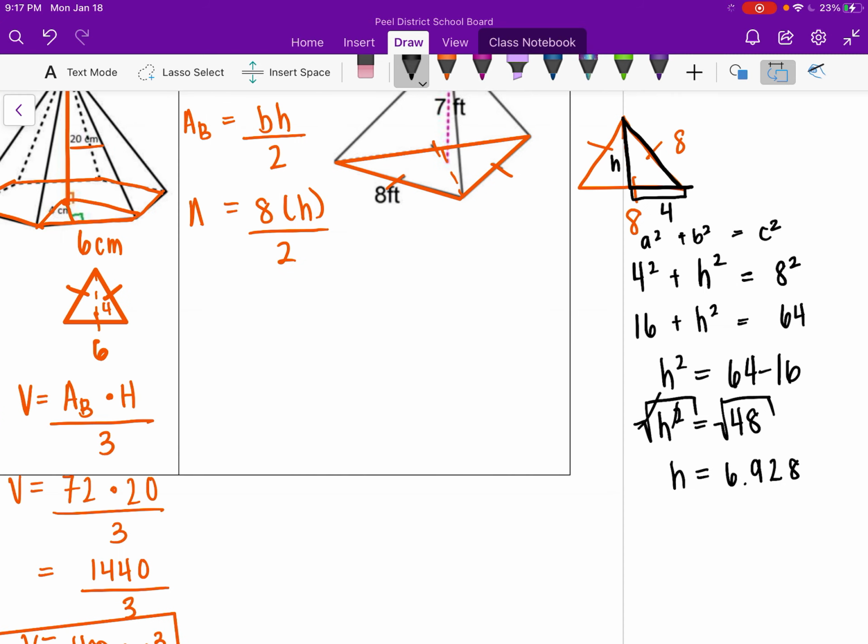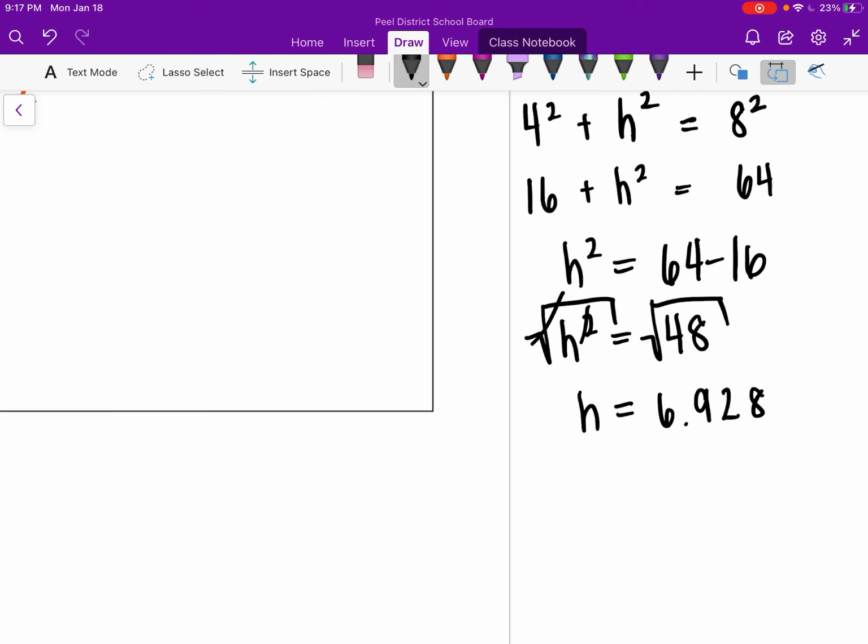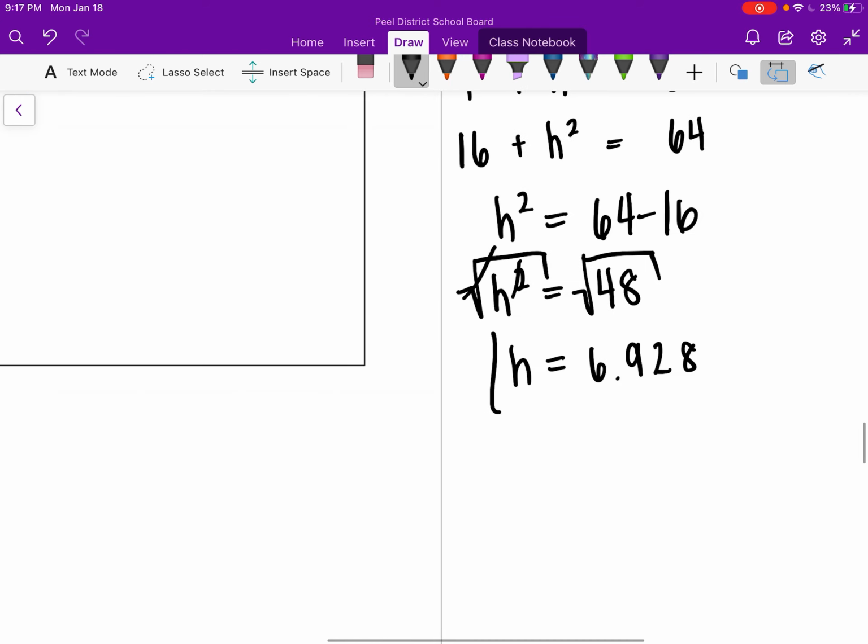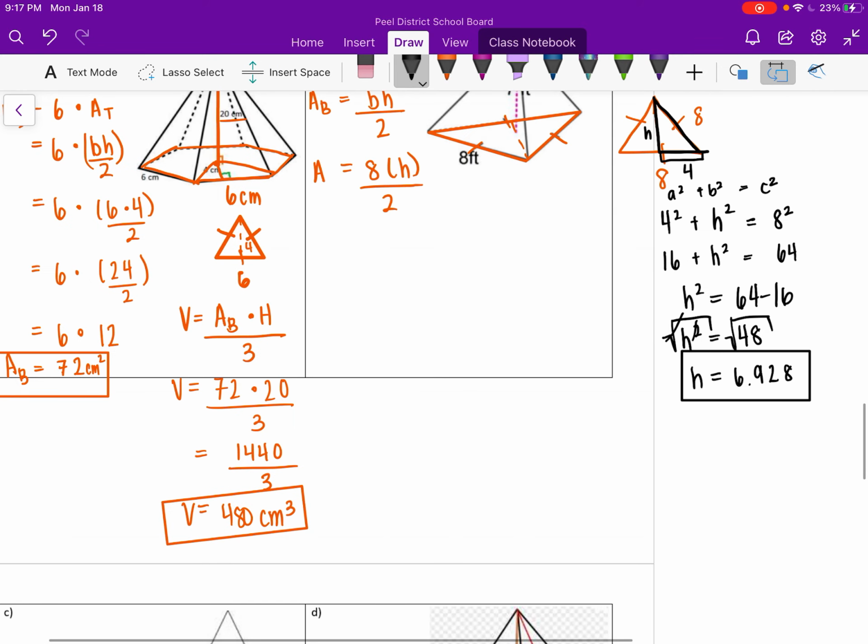Okay, so that's going to be my height, because I'm being a good math student and keeping as many decimal places as I can without it getting super messy. So I'm going to go back here and plug in my height. I'm going to say A is equal to 8 times 6.928 divided by 2. I'm actually going to use the ANS feature on my calculator, so you might get a different number.